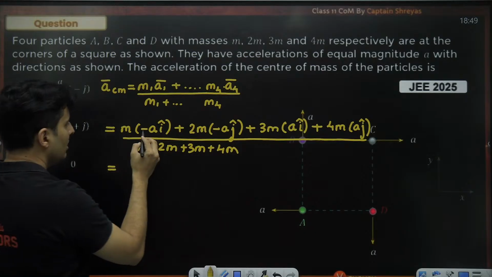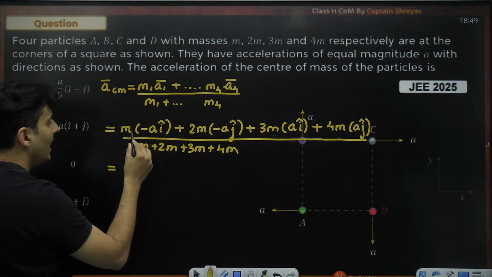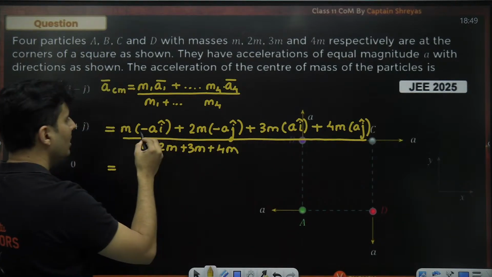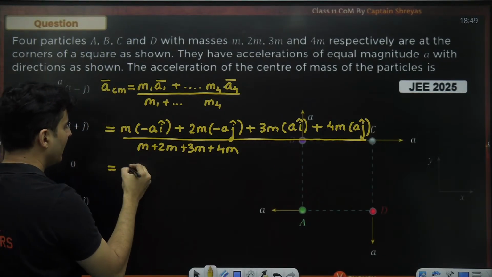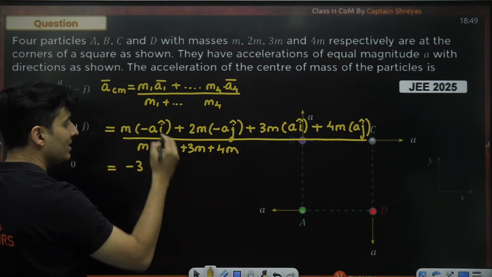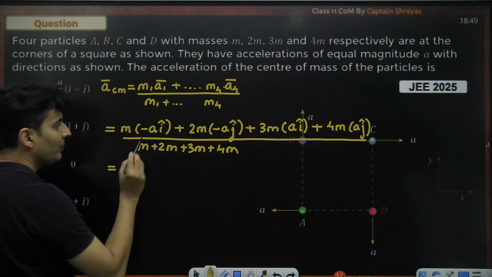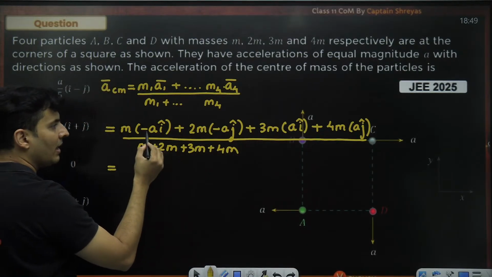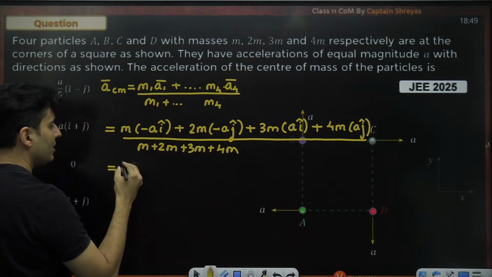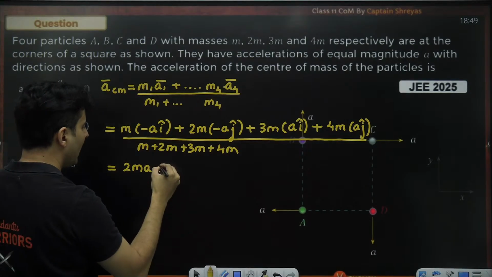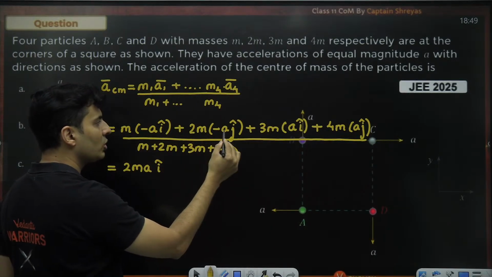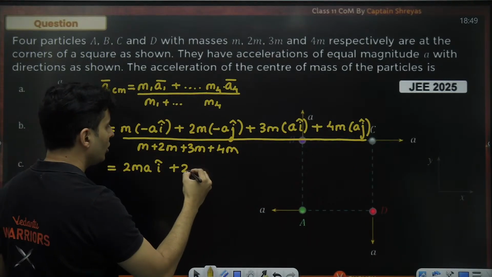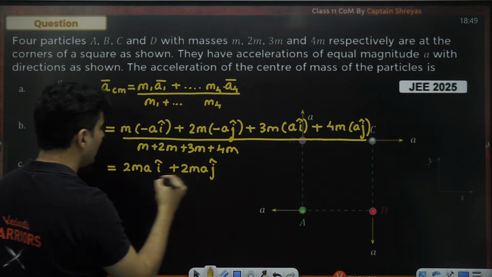That's what it is. So as you can see over here, we have minus ma, minus 2ma, plus 3ma and plus 4ma. Minus ma and minus 2ma will make it minus, oh, but this is j cap, this is i cap. We cannot add that. We have to be careful. i cap will only add with i cap. So we have 3m a i cap and minus ma i cap. So 3 minus 1 is 2. So 2ma i cap will be there. Here we have minus 2 j cap and here we have 4 j cap. So 4 minus 2 is again 2. So 2ma j cap over here.